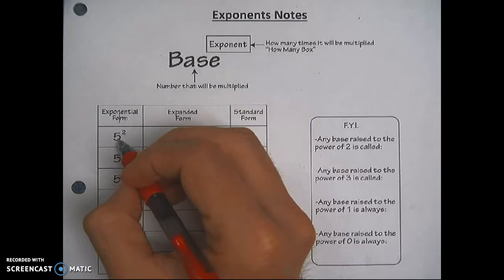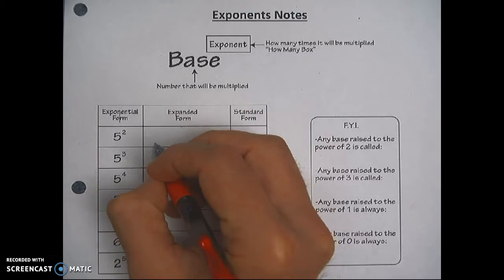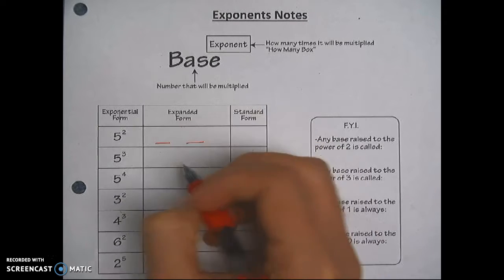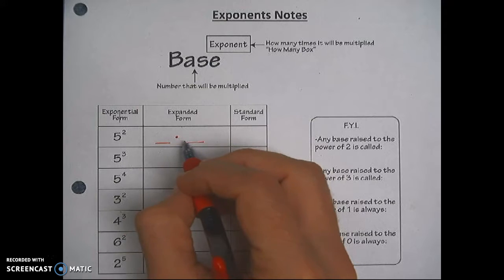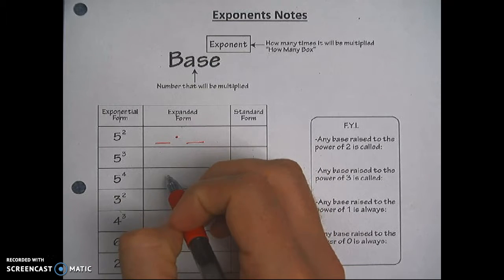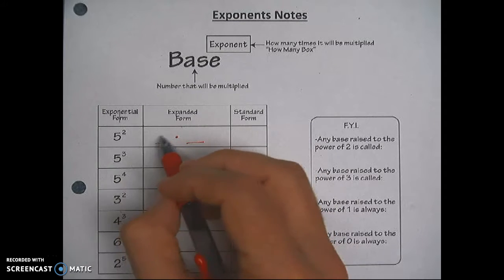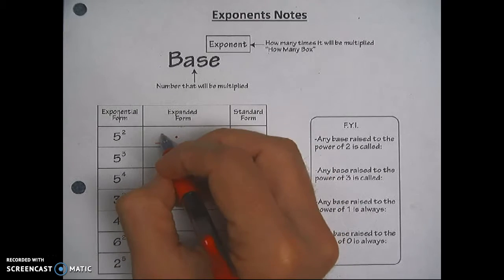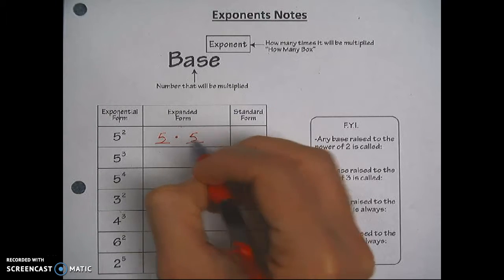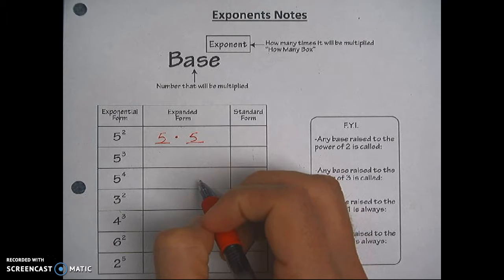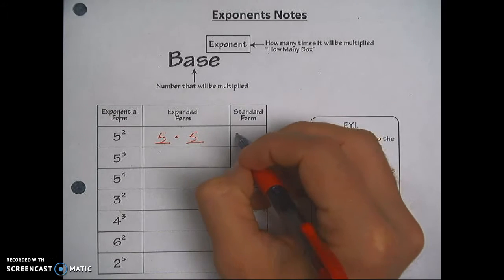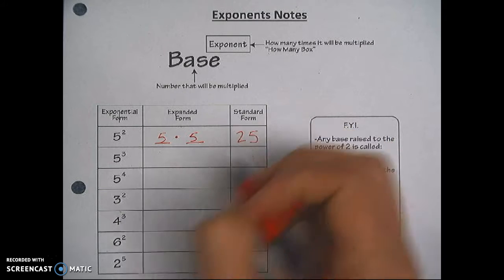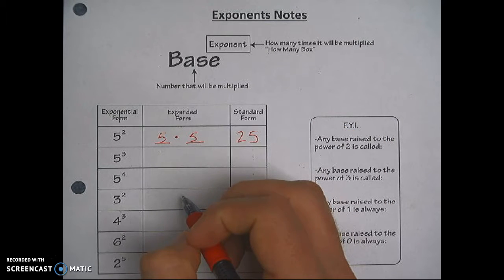So what I want you to do is the exponent tells you how many blanks you should be putting. Okay, so I'm multiplying two numbers together. That's what the exponent tells me, how many times I'm going to multiply it. And then what I fill in here is just the base. So I'm going to put 5s in every single blank. So this just means 5 times 5. And we know that to be 25. So standard form is just the answer, 25.